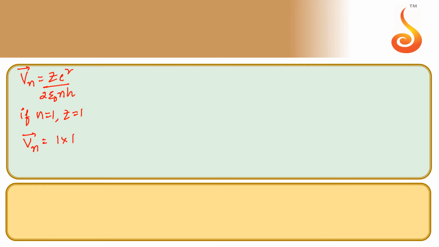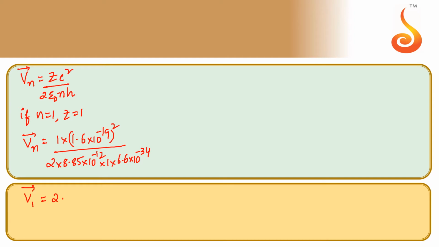1 into 1.6 into 10 power minus 19 whole square by 2 into 8.85 into 10 power minus 12, and since we consider n value as 1 and h is 6.6 into 10 power minus 34. By simplifying, the velocity of the electron in the first orbit will be 2.18 into 10 power 6 meter per second.